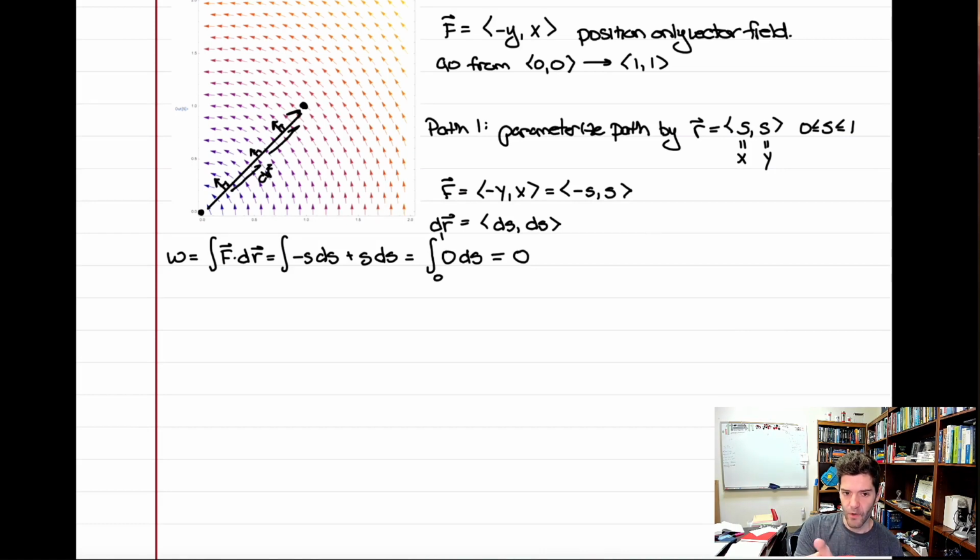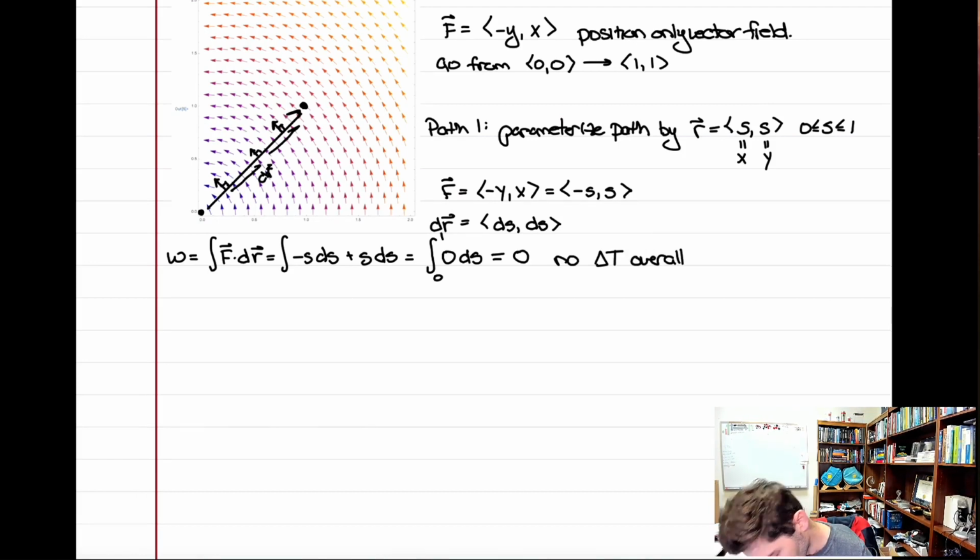Even though you're walking within a force field, you're walking perpendicular to the direction the force is being applied to you. As a result, you do not gain or lose any kinetic energy as a result. So there would be no change, no delta T overall. If you started that path with some non-zero velocity, you would have the same exact velocity once you got to the top.